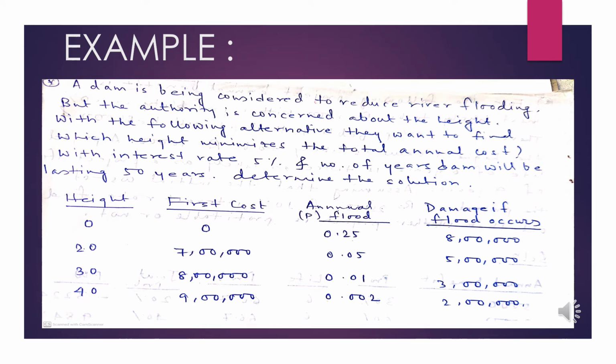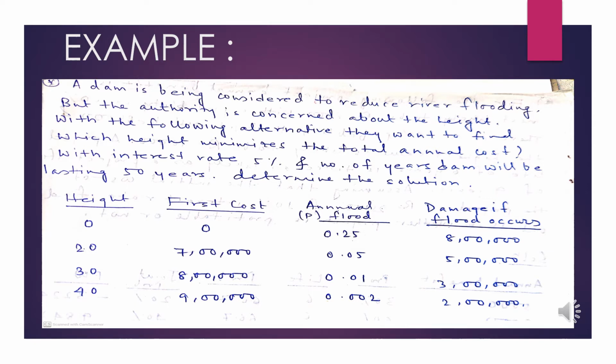Continuing here with another problem of decision tree, the following example is being considered where a dam is being considered to reduce the river flooding. The authority who is building the dam is concerned about the height of the dam. With the following alternatives, they want to find out which height minimizes the total annual cost. Given the interest rate of 5% and the number of years the dam will last, taken as 50 years, we need to find out the correct height which reduces the chances of river flooding.